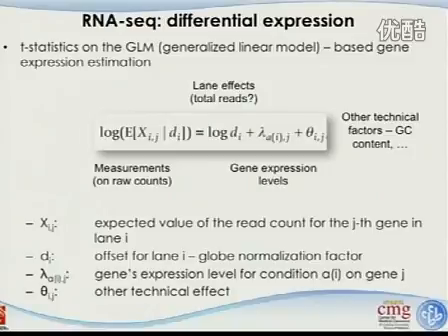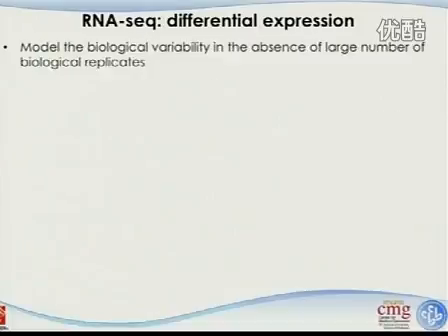So what people do is once they establish this type of generalized linear model, you will be able to estimate this value, which is the gene expression, based on the total number of counts. And then you further do the t-statistics on that. So that is people's general strategy.